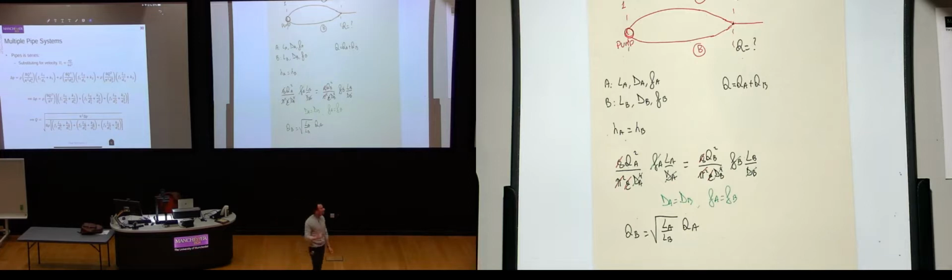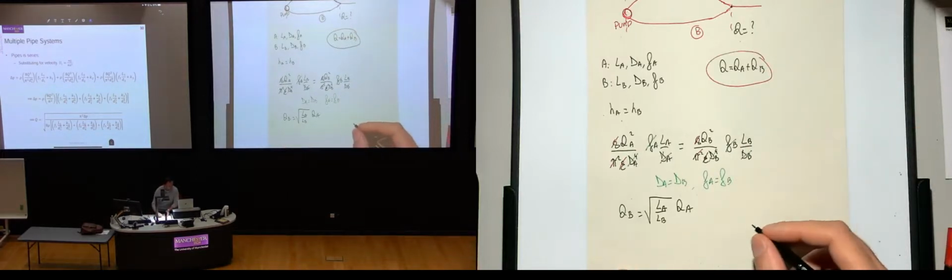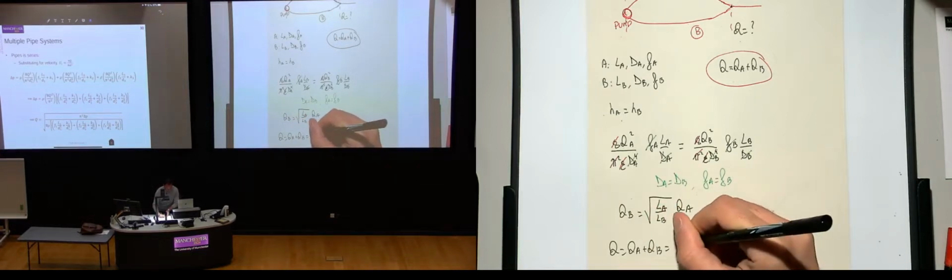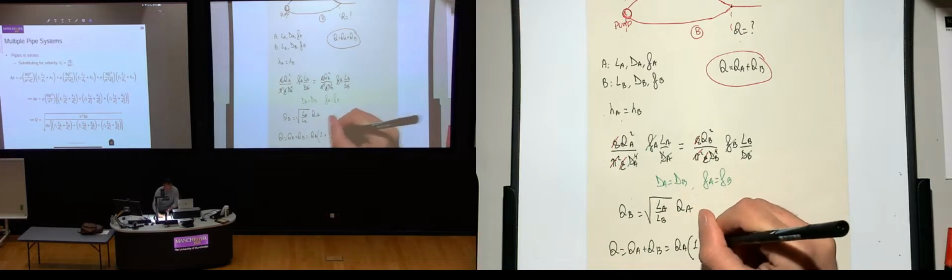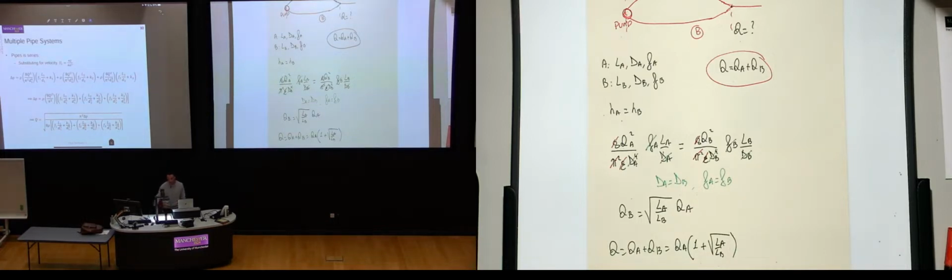QB equal to square root of LA over LB, QA. Where, actually, if the two pipes have the very same length, what happens? QB is equal to QA. It means that the flow will split equally between the two pipes. But let me remind you this. So the total flow rate, Q, which is QA plus QB, can be written as QA times 1 plus square root of LA over LB. Do you agree? Right.